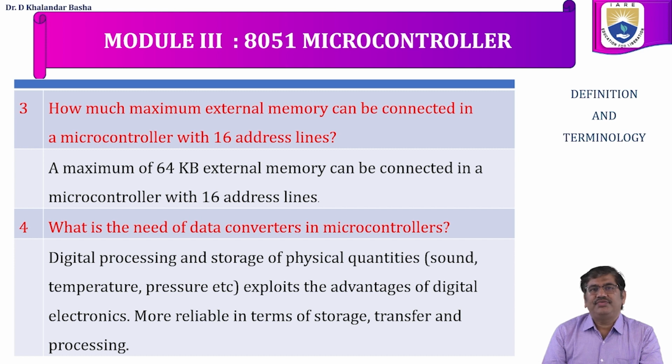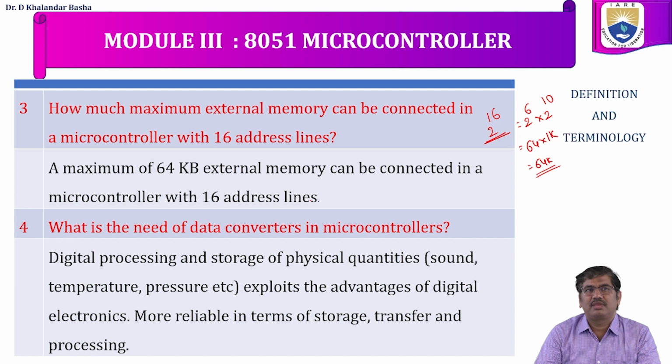The third one, how much maximum external memory can be connected to a microcontroller with 16 address lines? If we have 16 address lines, the maximum memory we can have is 2 to the power of 16, which you can write as 2 to the power of 6 into 2 to the power of 10. 2 to the power of 6 is 64, 2 to the power of 10 is 1K, so the total maximum memory is 64K. So a maximum of 64 KB external memory can be connected to a microcontroller with 16 address lines.